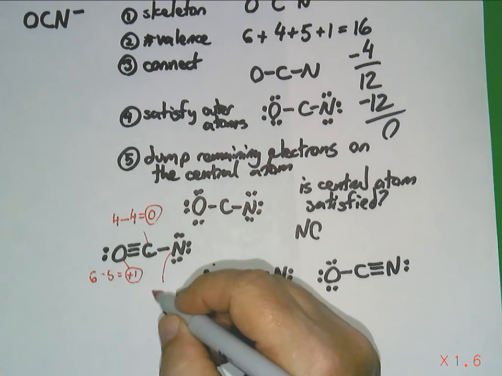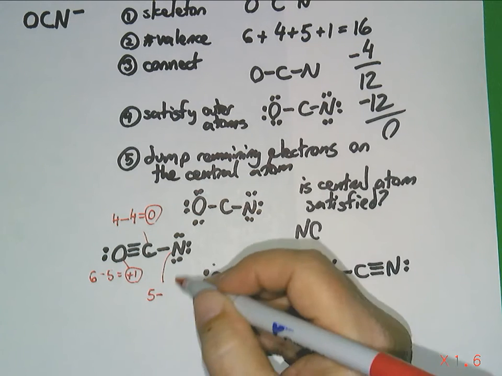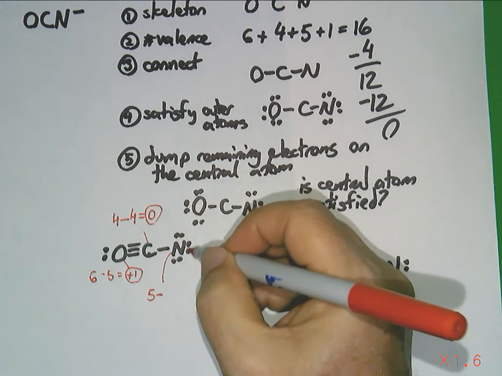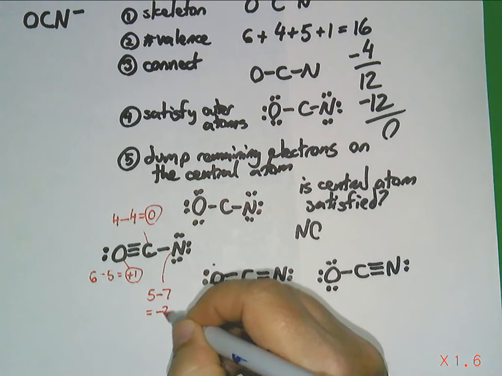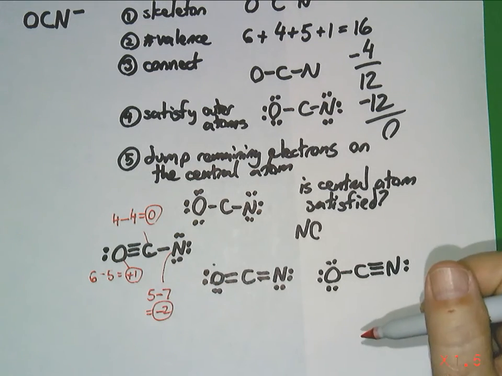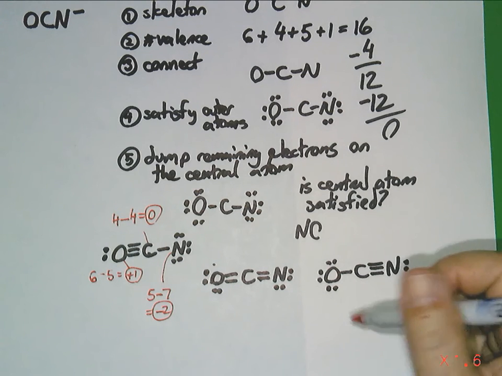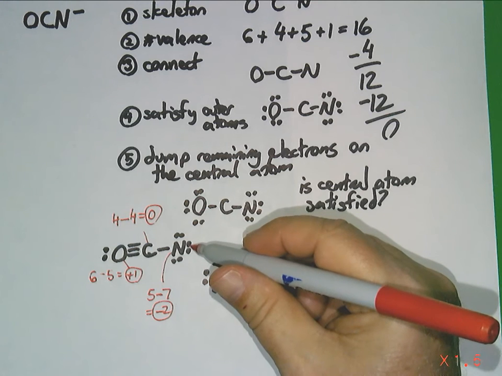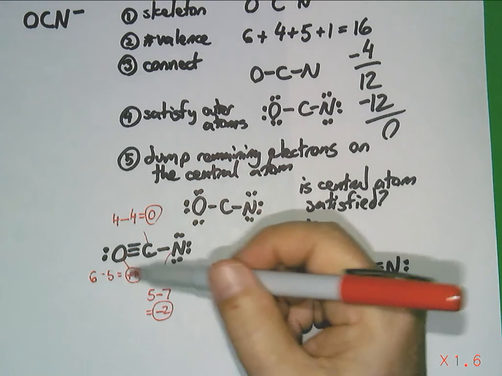It's got 5 valence electrons on the periodic table, minus 1, 2, 3, 4, 5, 6, 7 sticks and dots, which is a -2 charge. Okay, now if I look at this structure right away, I can see that there's kind of a high formal charge on this nitrogen. And what's more, there's a positive formal charge on the oxygen.